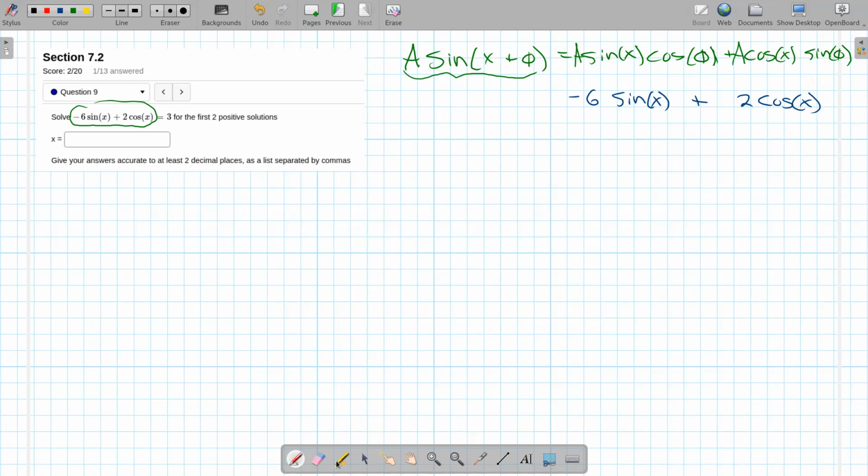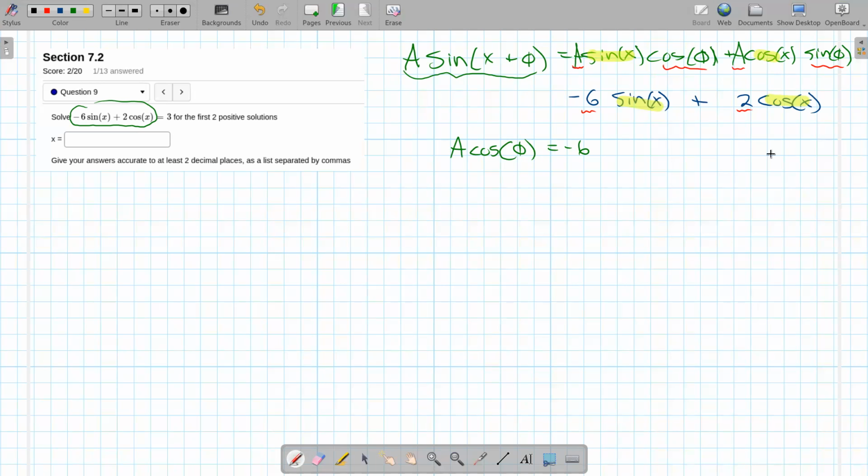And so making some comparisons here, I have a sine of x here, and I have a cosine of x here and here. So what that tells me is that the a cosine of phi must be the same as -6, and the a sine of phi must be the same thing as 2 here. So I'm just going to write that down. A cosine of phi has to be -6.